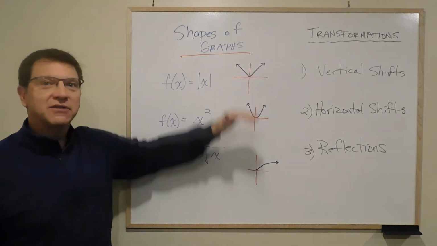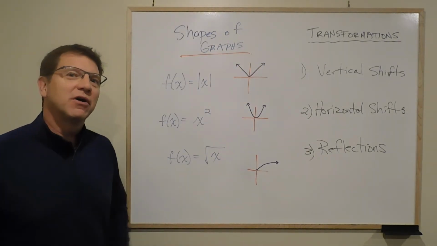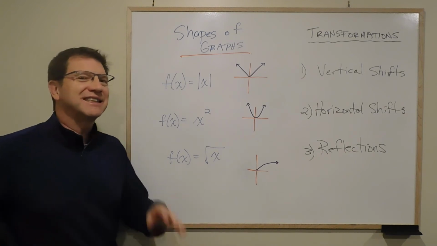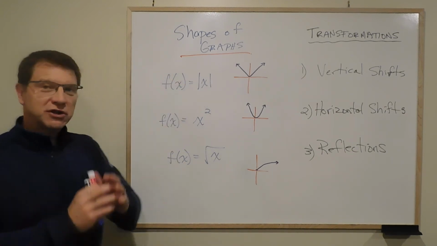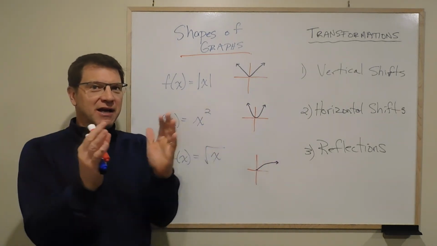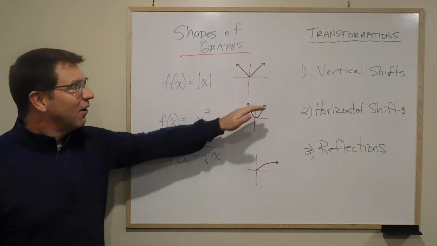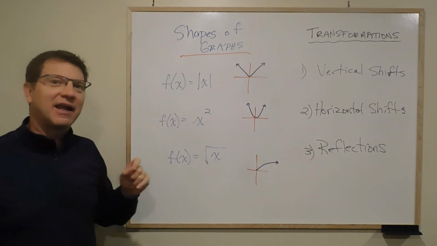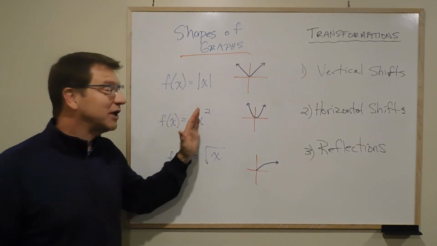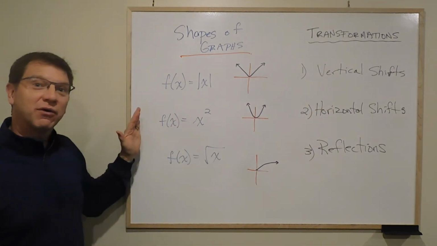Vertical shifts, that's when a graph is shifted up and down without the shape changing. So it's the exact same shape, but it's shifted up or down, okay? So it's not stretched wider or made narrower or anything like that. A horizontal shift is where the graph is shifted left and right. We looked at that last slide. It's the exact same shape, but the graph is shifted left or right.